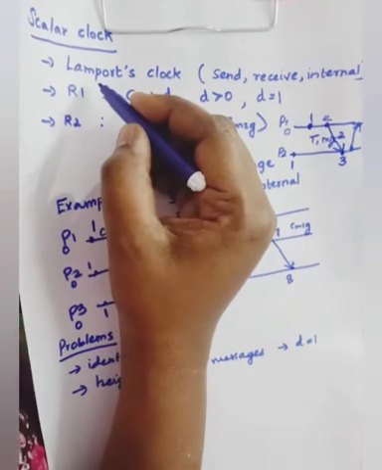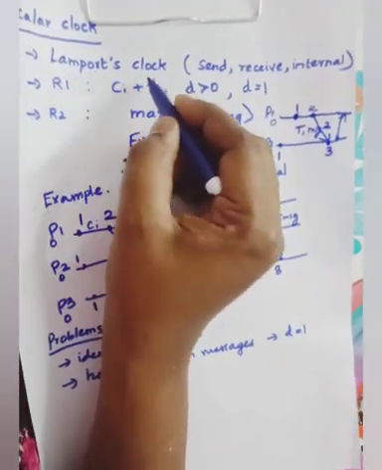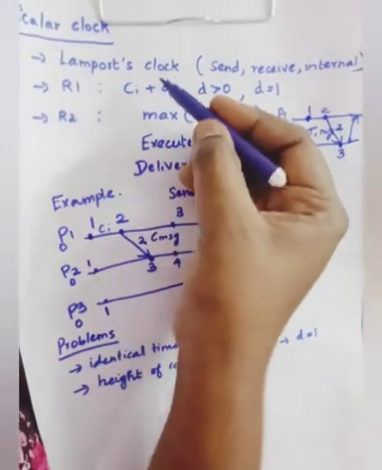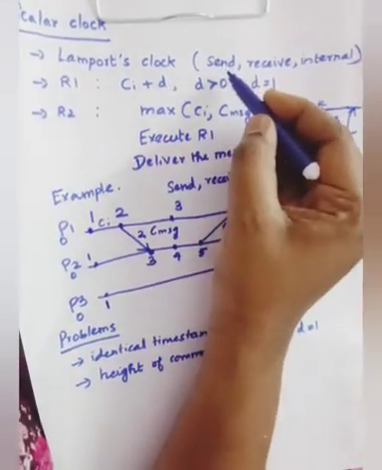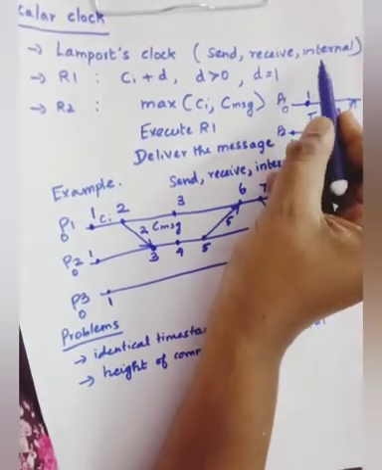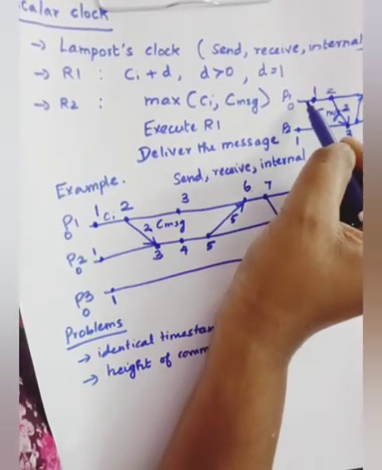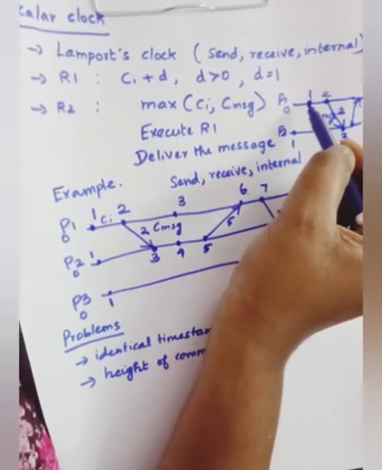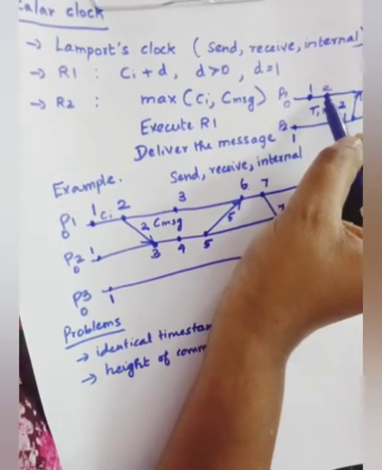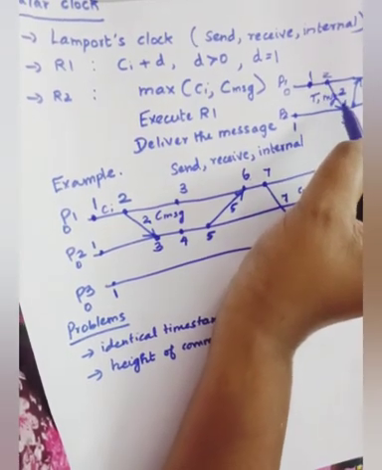First, we are going to see about the scalar clock. Scalar clock was introduced by a person called Lamport, so it is also called the Lamport clock. We are going to determine the timestamp for three events: send event, receive event and internal event. Whenever an event happens in the same process, we call it an internal event. So one is an internal event and two is an internal event. Also, a send event and a receive event take place.